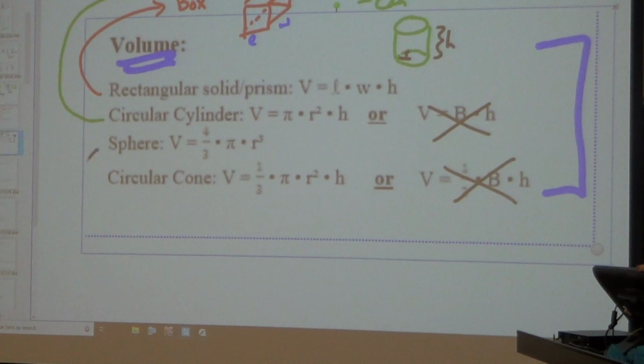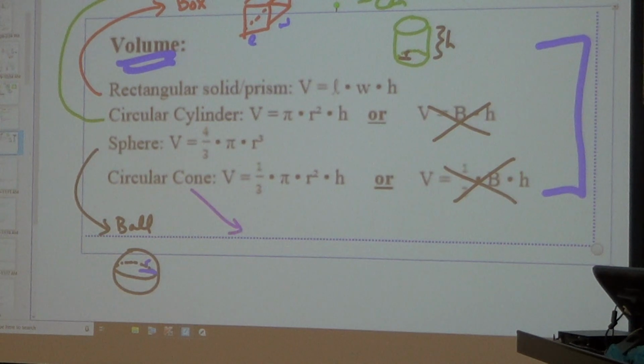Now, a sphere is a ball. We've all taken history classes where they talk about the hemisphere, the northern hemisphere and the southern hemisphere. That's the top half of the ball and the bottom half of the ball. Now, the formula says 4/3 pi, pi is 3.14, radius cubed. So my radius is going to be halfway through the ball.